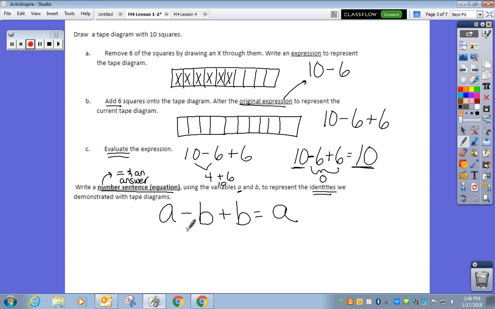This also works if I switch what I was doing. If I take A and add B to it, and then take that B away, I would still end up back at A. B minus B is 0. Just as we set up here, we got 0 from doing the minus B plus B, so that was 0 as well.